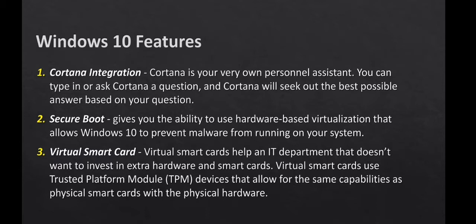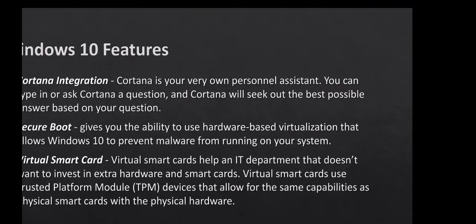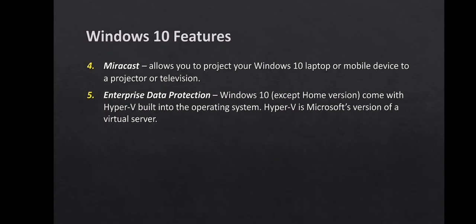Anyway, this is only one example of what a virtual card can do. The fourth feature of Windows 10 is Miracast. Now, Miracast allows you to project your Windows 10 laptop or mobile device to a projector or television. You can extend your screen, show only your second window, or even duplicate your window.